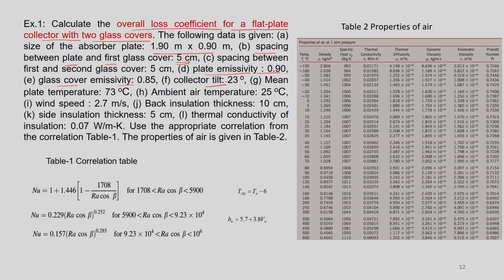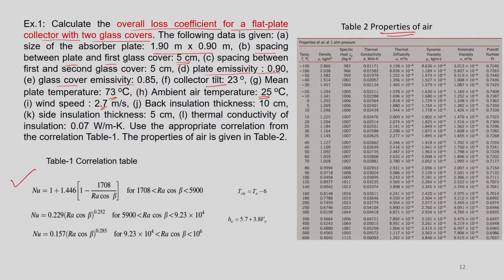The tilt angle is given, and the mean plate temperature is given as 73 degree Celsius, the ambient air temperature is 25, the wind speed is given as 2.7 meter per second, the back insulation thickness is 10 centimeter, the side insulation thickness is 5 centimeter, and the thermal conductivity of the insulation is 0.07 watt per meter Kelvin. Okay. So, we can use those correlations for estimation of the heat transfer coefficient between the plates and from the plate to the ambient. And also we can use the properties of air.